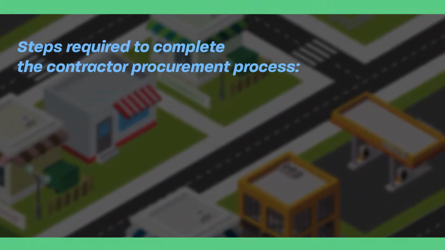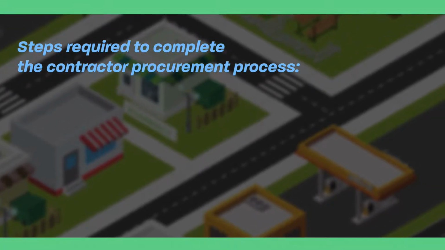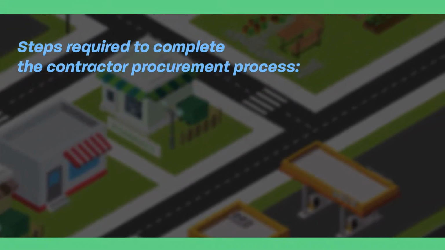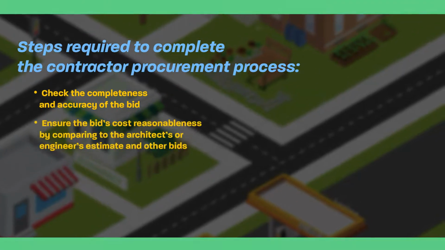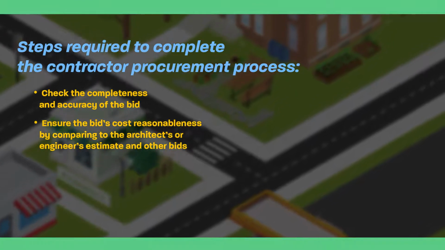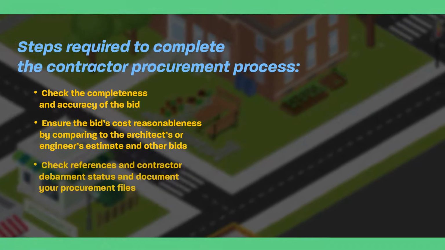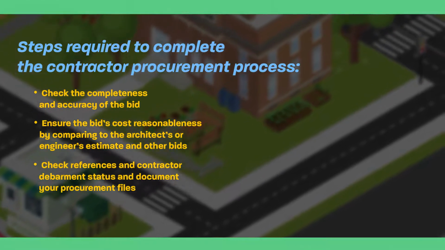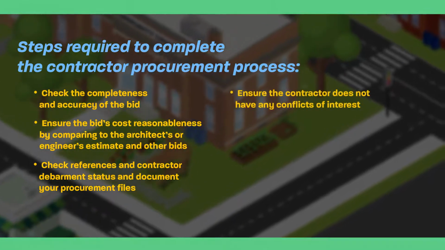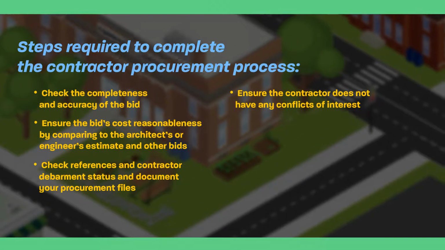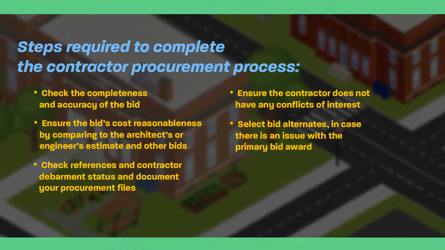Once bids have been opened, there are still several steps required to complete the contractor procurement process. You will need to check the completeness and accuracy of the bid. Ensure the bid's cost reasonableness by comparing to the architect's or engineer's estimate and other bids. Check references and contractor debarment status and document your procurement files. Ensure the contractor does not have any conflicts of interest. Select bid alternates in case there is an issue with a primary bid award.